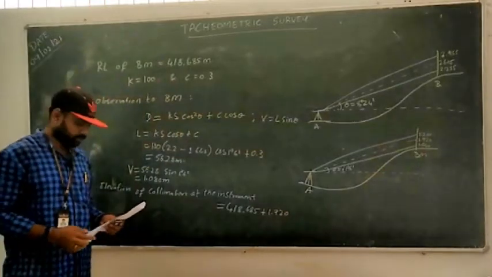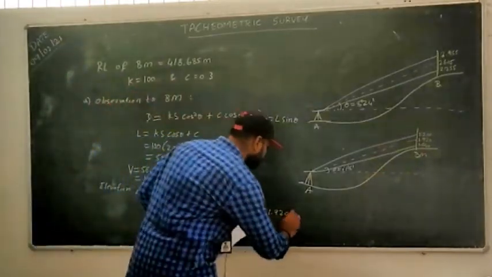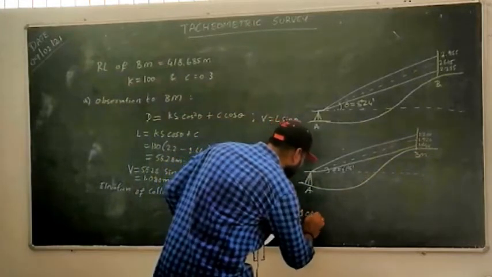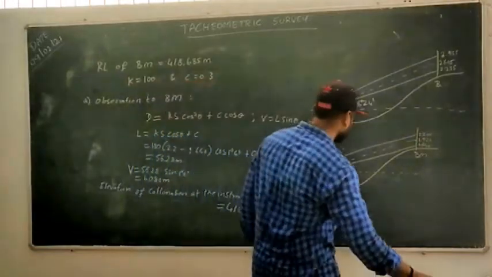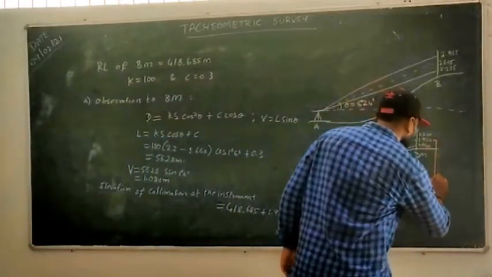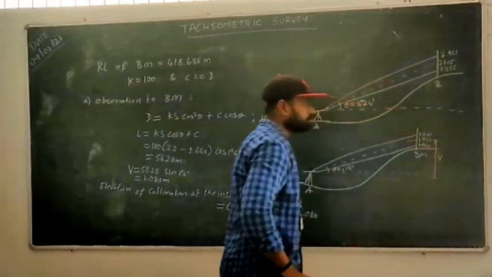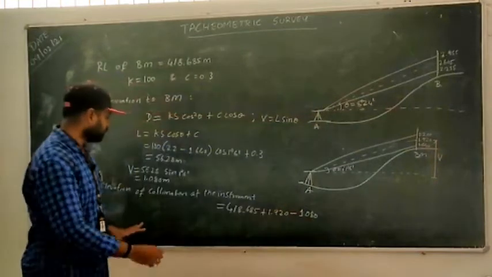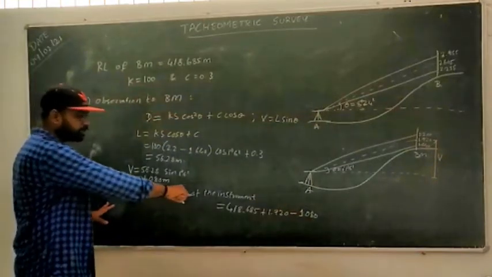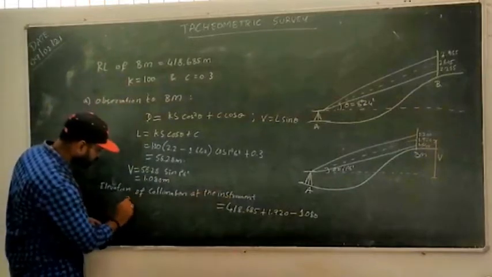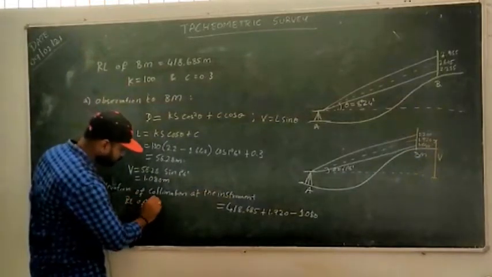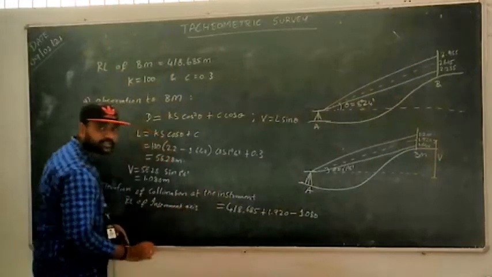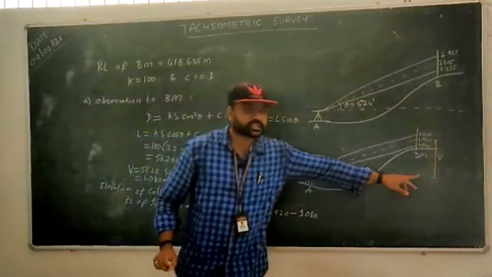1.920. Okay, 1.920. Then minus V, that is 1.080. Okay, 1.080. So V will be from where to where? From this point to this point. So 1.080. So this will give what? Elevation of collimation at the instrument, which means this is nothing but the RL of the instrument axis.